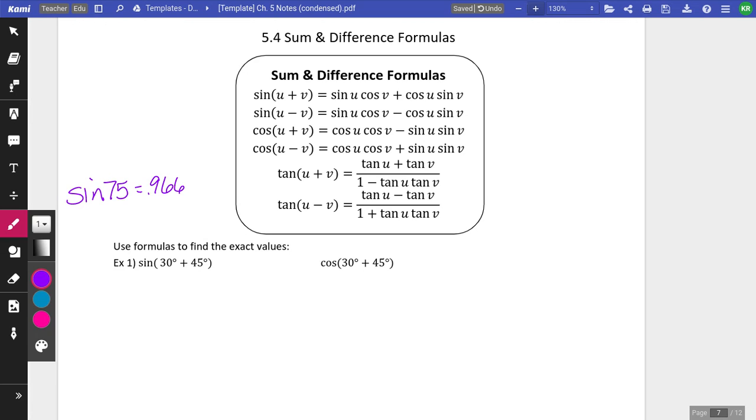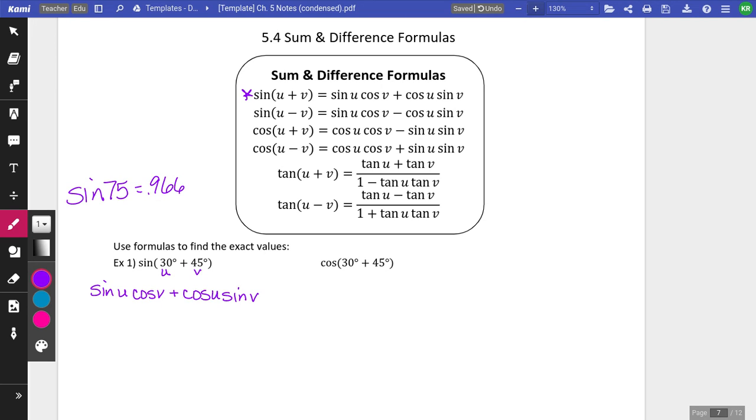But on my unit circle, I don't have a 75-degree angle. However, we can make a 75-degree angle by adding 30 degrees with 45 degrees. Okay, so you follow the pattern. So this first one, sine, and you're adding those two angles together to make 75 degrees. So the pattern is sine of u times cosine of v plus cosine u times sine of v. Okay, so in our angle measures here, my 30 degrees, that's going to be my u, and my 45 degrees, that's going to be my v.